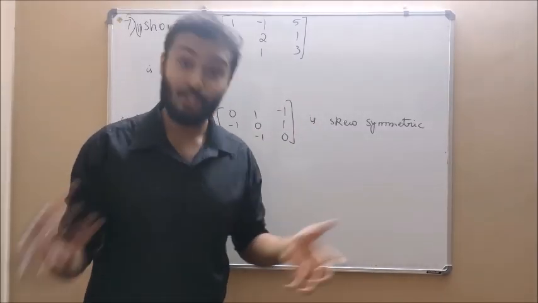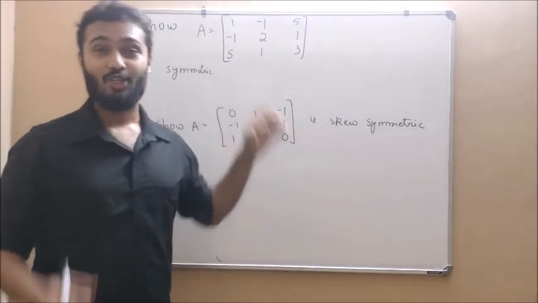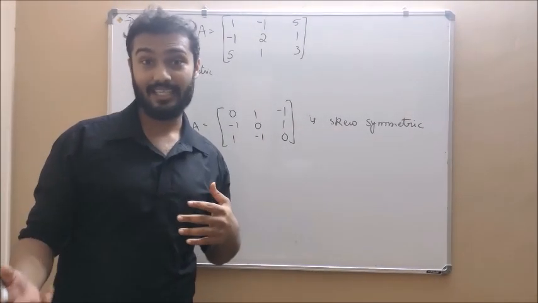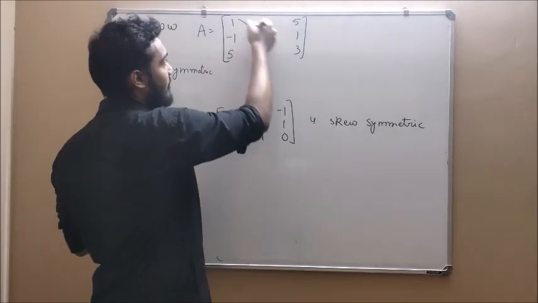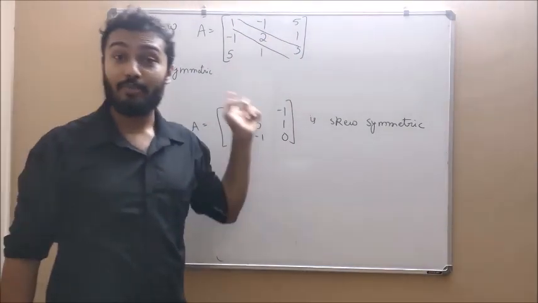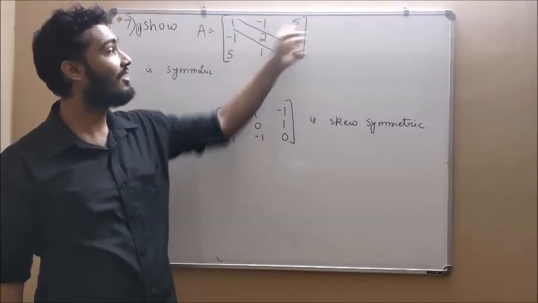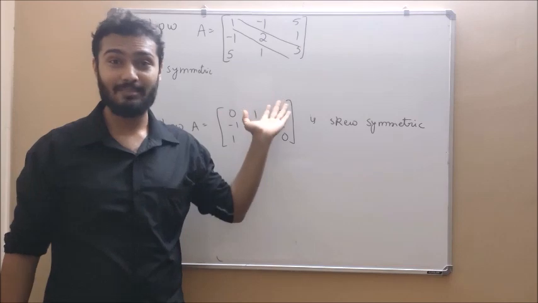Next we move on to the seventh question. Show that A is symmetric. So you know how to show it is symmetric. If there is a diagonal, the elements above and below are equal. So here you observe minus 1, 5, 5, 1 and 1. So it is definitely symmetric.